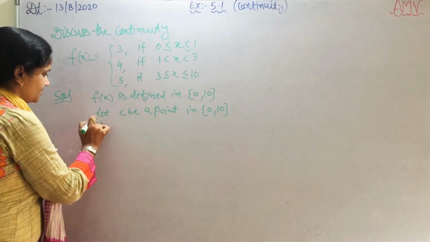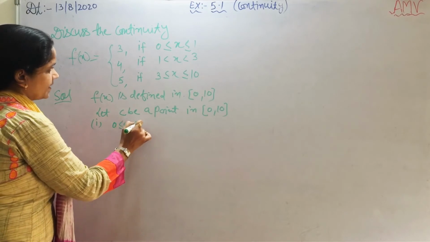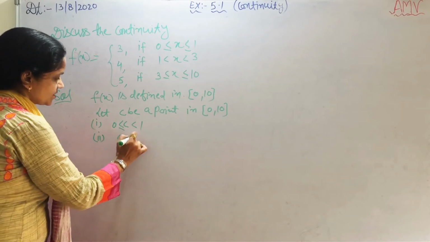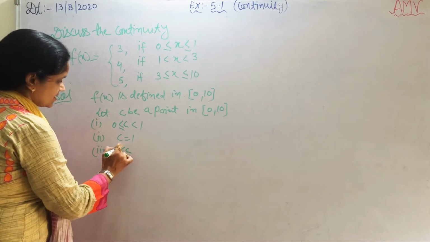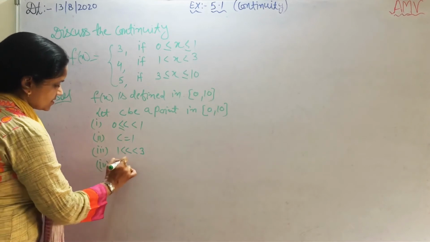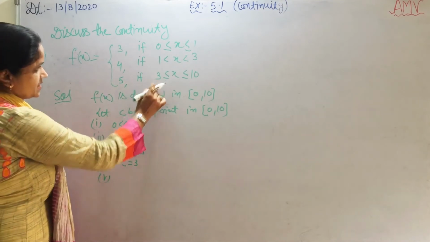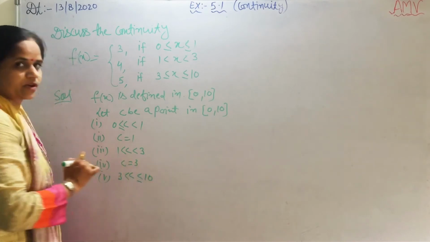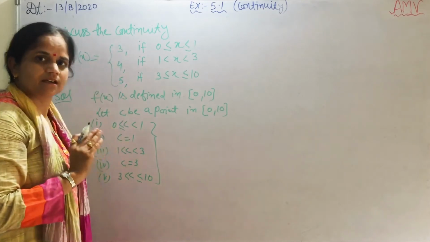So case first, when C is greater than 0 and less than 1. And second case, C is equal to 1. For third case, when C is greater than 1, less than 3. Fourth case, C is equal to 3. And fifth case, you have to discuss when C is greater than 3 and less than equal to 10. So in all these cases we have to check the continuity.